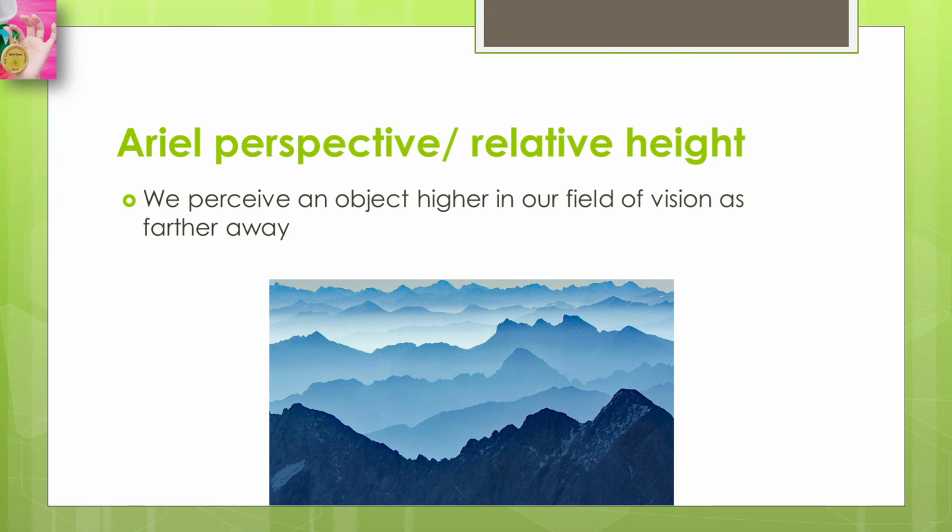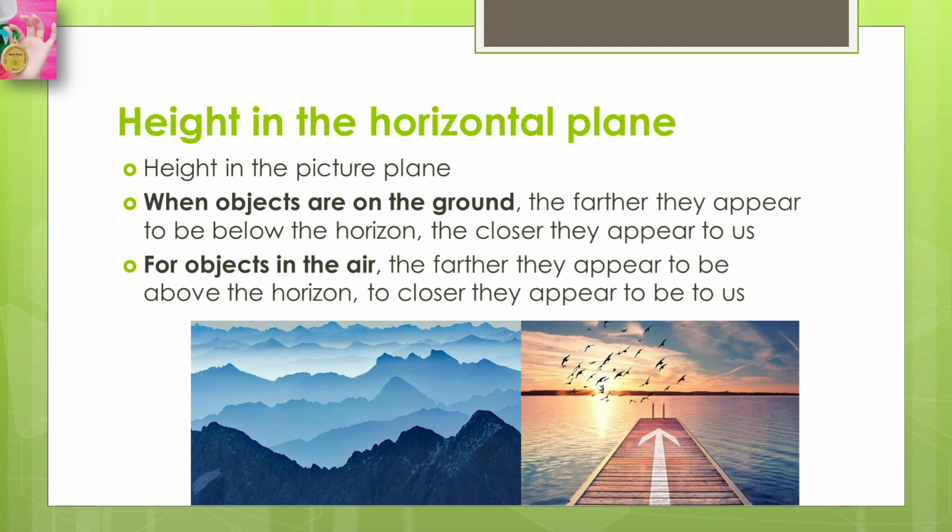Now, the next topic is about the height in the horizontal plane, and this is also known as height in the picture plane. According to this, when objects are on the ground, the farther away they appear to be below the horizon, the closer they appear to us. And for objects in the air, the farther they appear to be above the horizon, the closer they appear to be to us. Now, distant objects seem to be higher and nearer objects lower in the horizontal plane, and we perceive points nearer to the horizon as more distant than the points that are farther away from the horizon.